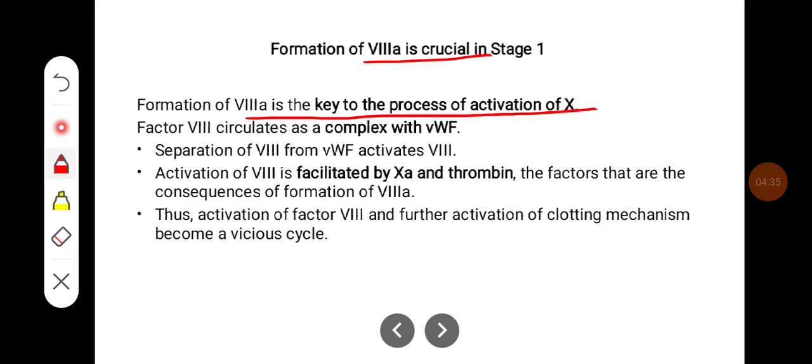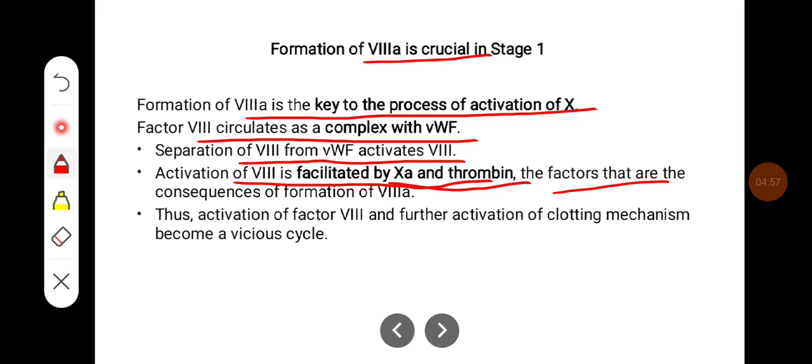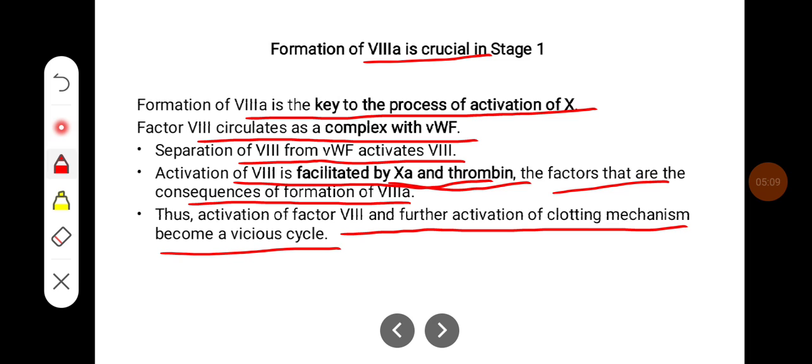Factor 8 circulates as a complex with von Willebrand factor. Separation of factor 8 from von Willebrand factor activates factor 8. Activation of factor 8 is facilitated by activated factor 10 and thrombin, the factors that are consequences of formation of active factor 8. Thus, the activation of factor 8 and further activation of clotting mechanism becomes a vicious cycle.